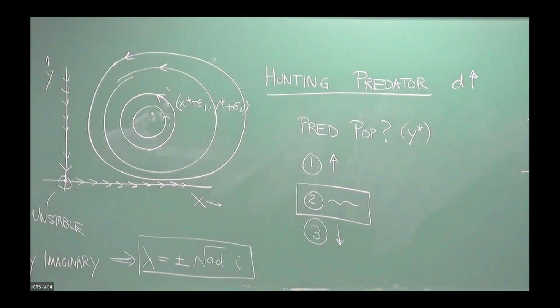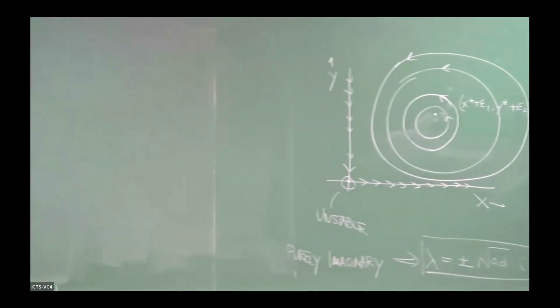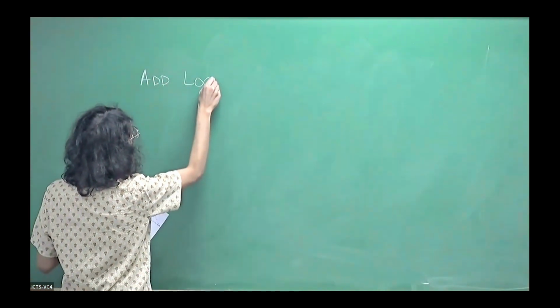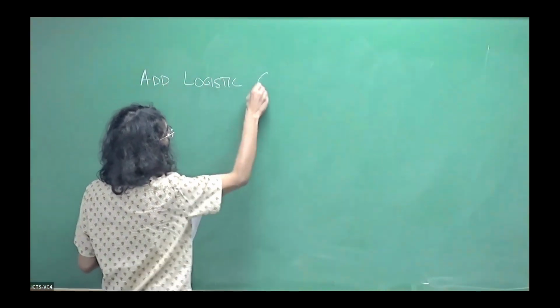And typically they do seem to have a characteristic time period and amplitude. Okay, so let's see how we can get that. So the rest of the class we'll try to work towards getting that, right? So what we're going to do is the following. We're going to add this logistic growth to the prey.